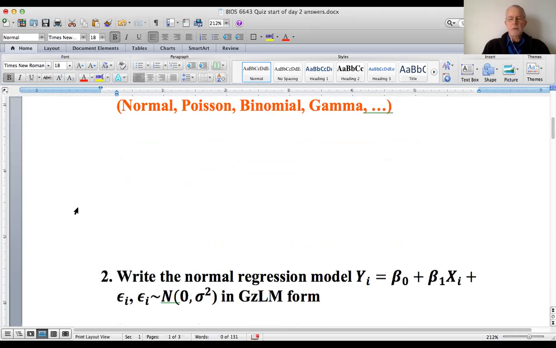Okay, can you write this normal regression model in generalized linear model form? Do you remember how that's done? Can you just add the g link function either to the Y side or the g inverse to the right side? You can, but there's no link function here, or the link function is identity, however you want to think of it. Okay, so that's not quite what I was after.